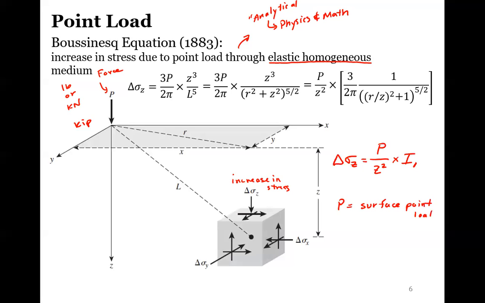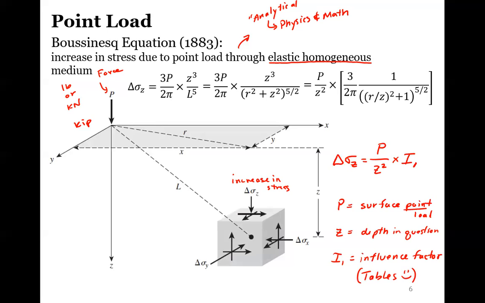And again, the point load, meaning it's a force. So it's just a single point. It's pounds, it's kips, it's kilonewtons. It's not a stress. The Z is the depth we care about, or the depth in question. And then this I1 is going to be the influence factor. And this is where the tables come in.